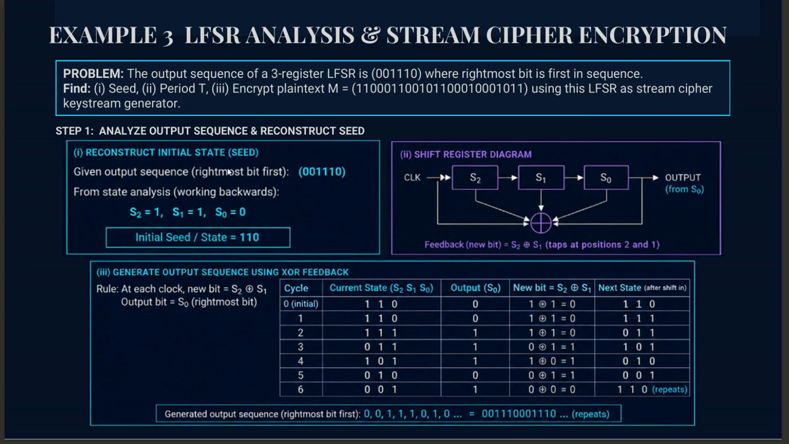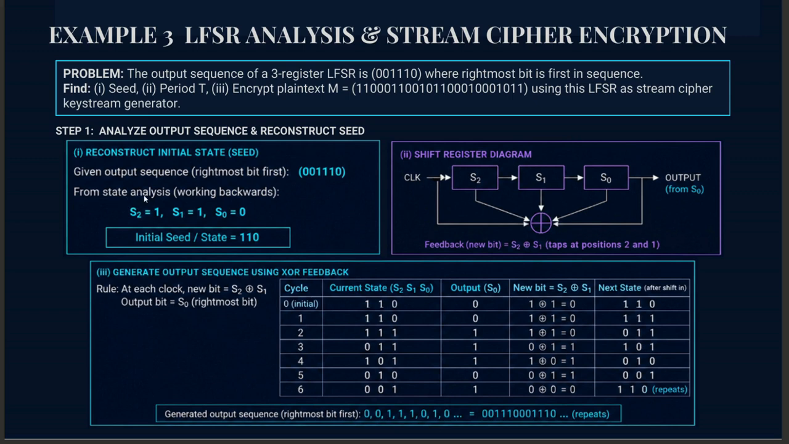Here we have a 3-bit LFSR consisting of S2, S1 and S0. The output is taken from S0, which is the rightmost register, and the feedback is generated using XOR between S2 and S1. So the feedback equation becomes S2 XOR S1. We are given the output sequence 00110, and the question says the rightmost bit is the first output. So the ordered sequence becomes 00110.